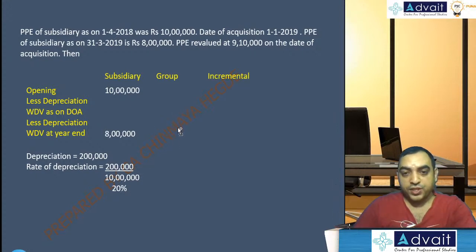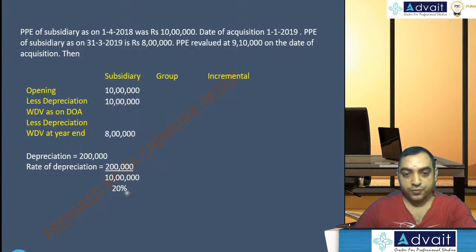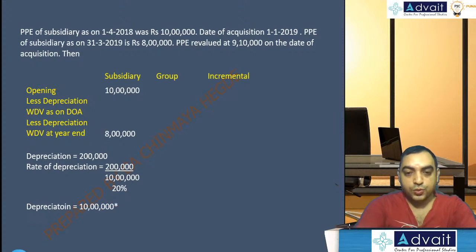Now, for what period do we compute the depreciation? Date of acquisition means 1st of January. From 1st of April to 1st of January means 9 months. So the depreciation for the first period is 10 lakh into 20% into 9 by 12, which comes to 1,50,000. Therefore WDV comes to 8,50,000 and depreciation again 50,000. That's how 8 lakh is reached.